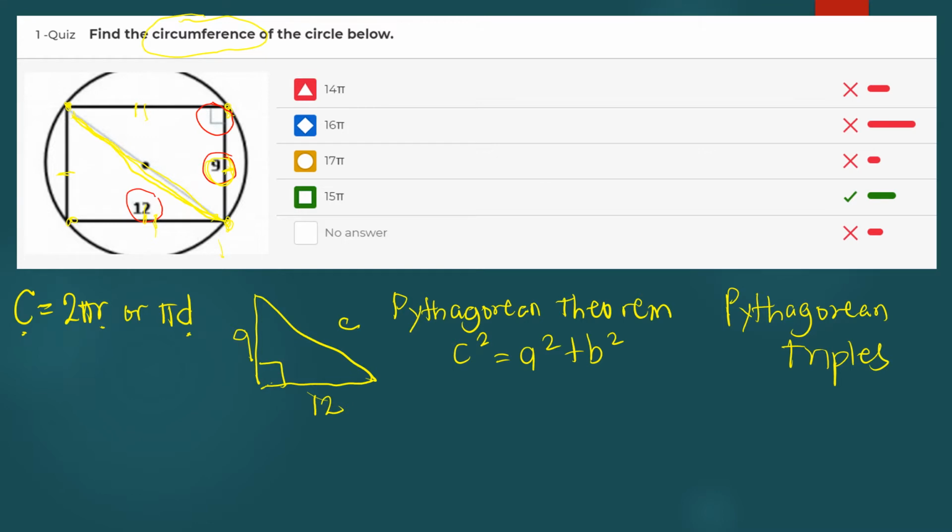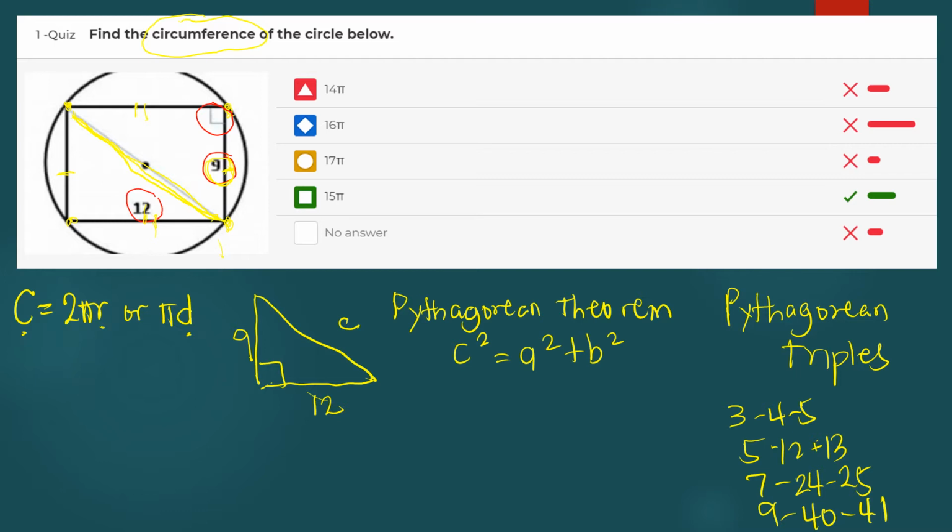Okay, so what do we mean by Pythagorean triples? The common Pythagorean triples are 3, 4, 5. We also have 5, 12, 13. We also have 7, 24, 25, 9, 40, 41, and so on. And their multiples, okay? Take note of that, and their multiples.